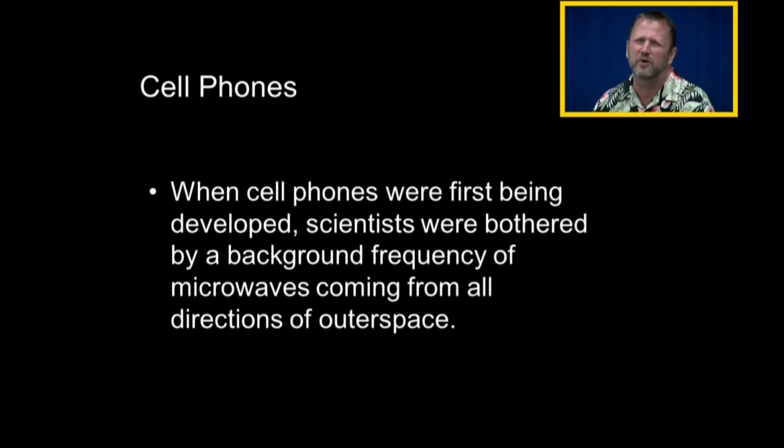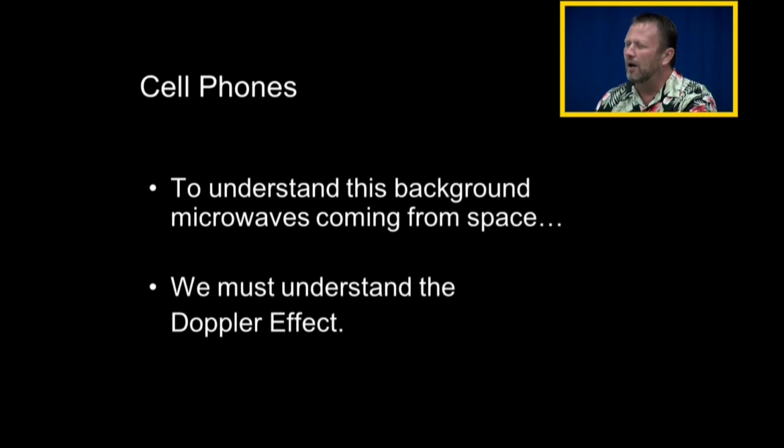So when the first cell phones were being developed in the 50s, well, the scientists had a problem. There was some buzzing background microwave. Everywhere they pointed the antenna, there was some buzz coming in at some frequency. And they didn't know what it was. Maybe it's pigeon poop, maybe it's a broken resistor. It took them years and years and years of meticulously cleaning and redesigning to try to make this buzzing noise go away.